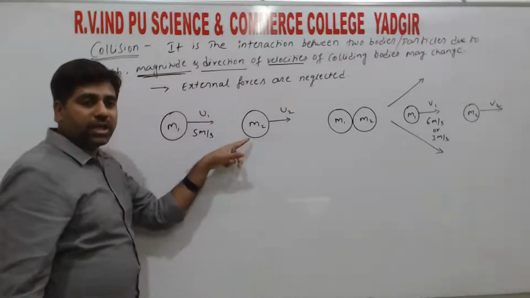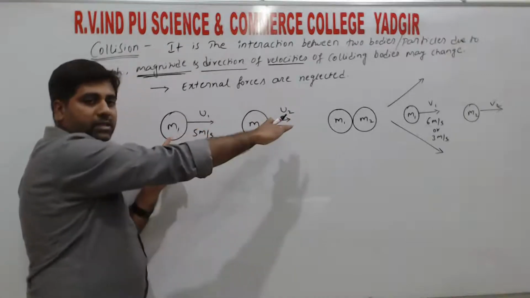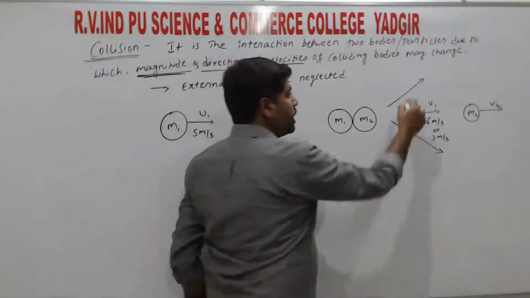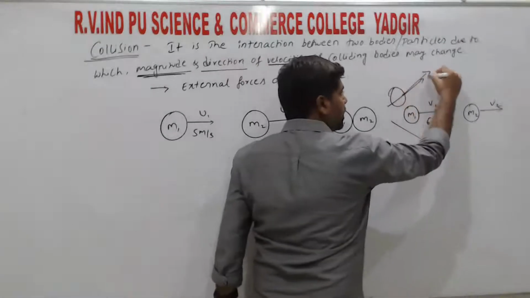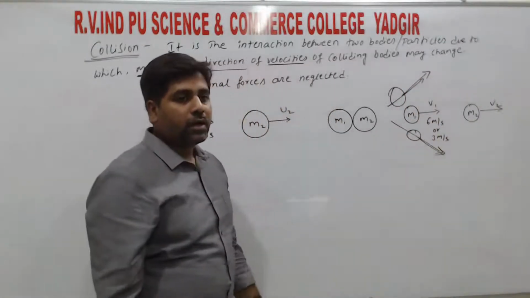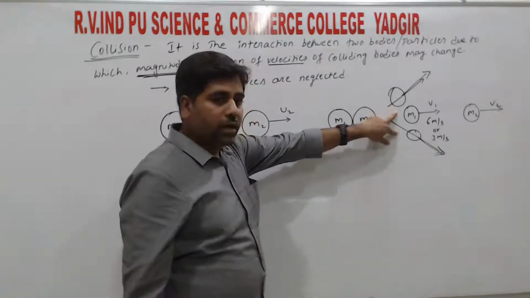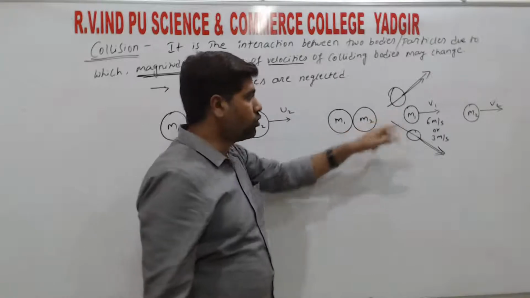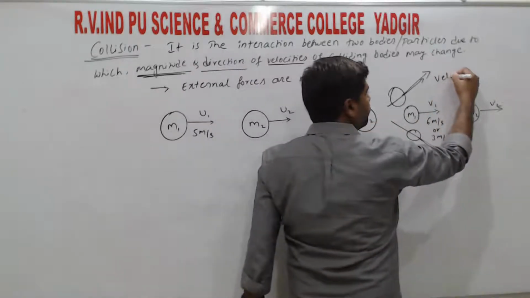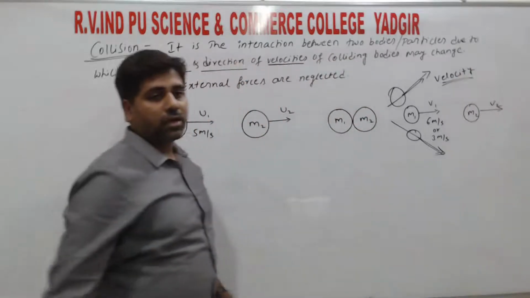The magnitude has changed. Initially both are moving along the horizontal, that means in a straight line. After collision, the direction may change, so both will move in two different directions. So either the magnitude may change or the direction may change, of the velocity. Such a thing we call collision.